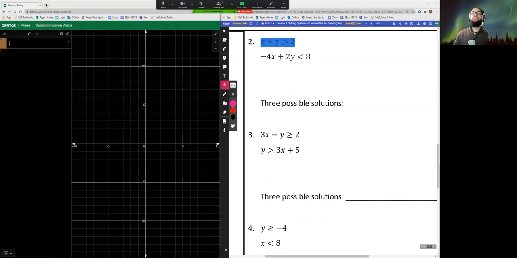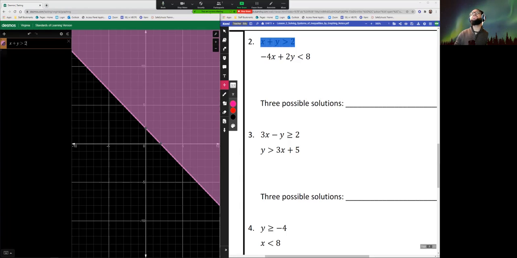Copy, paste. Nope, you cannot copy and paste. It does not work. So you want to make sure you type these and make sure that you type them right. X plus y is greater than 2. Right, there goes 1.